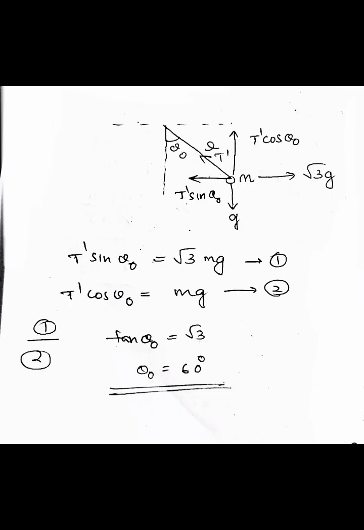From this figure we can write T dash sin theta naught equal to root 3 mg. This is equation number 1. And T dash cos theta naught is equal to mg. This is equation number 2. Dividing these two equations, we get tan theta naught equal to root 3. That is, theta naught is equal to 60 degrees. So the angle is 60 degrees.